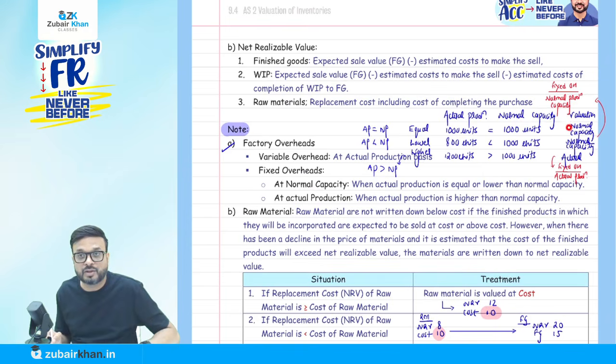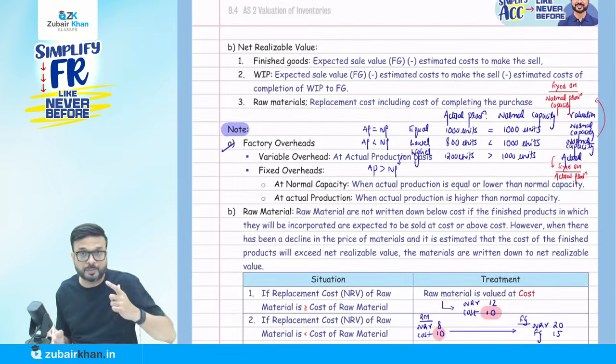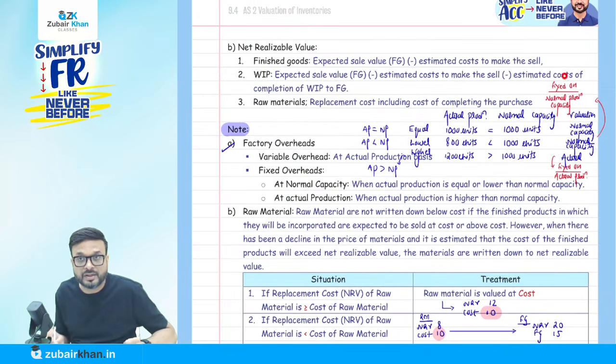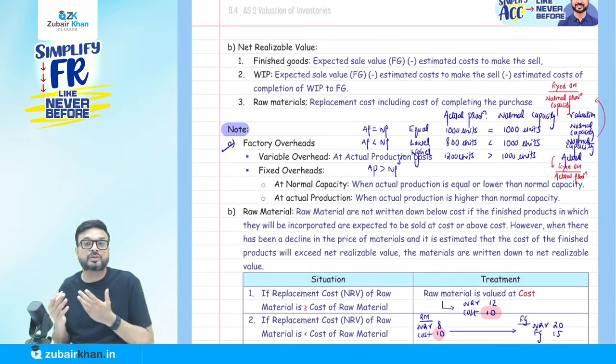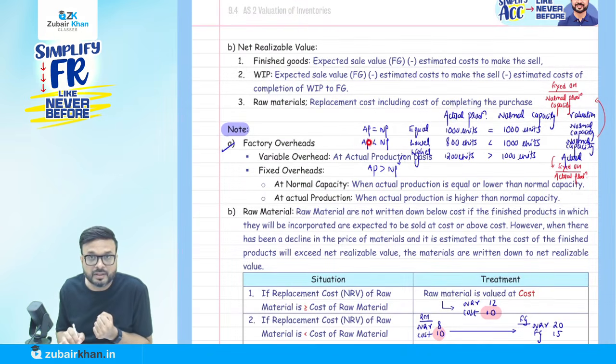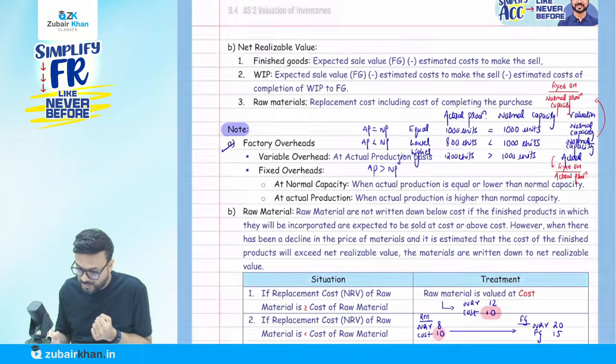So how to do the valuation? Valuation will be done at normal capacity. When actual production is equal, I will do it at normal capacity. So how are we going to calculate the cost per unit in this case? I will say total fixed overheads divided by normal production capacity. That will give the cost per unit for fixed overhead recovery, and I will multiply it by whatever closing stock I have. If actual production is less than normal, for example 800 units against a normal production of 1000, in this case also we allocate on the normal capacity basis. Same formula: fixed overheads divided by normal production capacity.